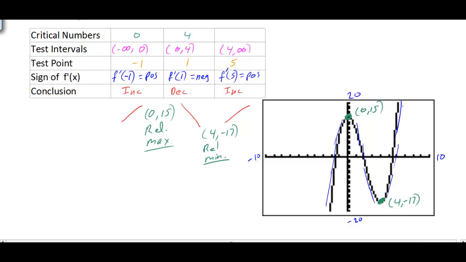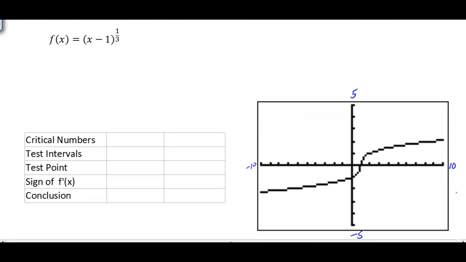And this here is actually the first derivative test. You simply find your critical numbers, you come up with the test intervals, plug the test point into the first derivative, and that's where you determine if your graph has a positive or negative slope, which then tells you whether your graph is increasing or decreasing.